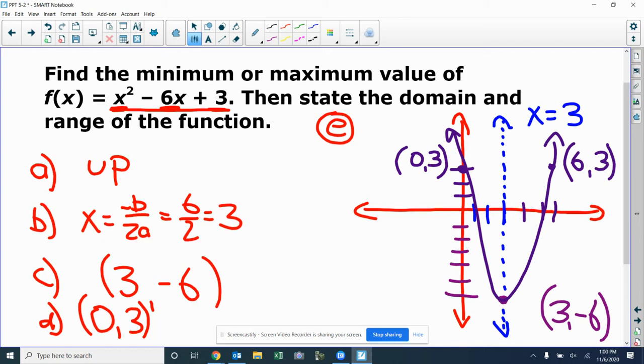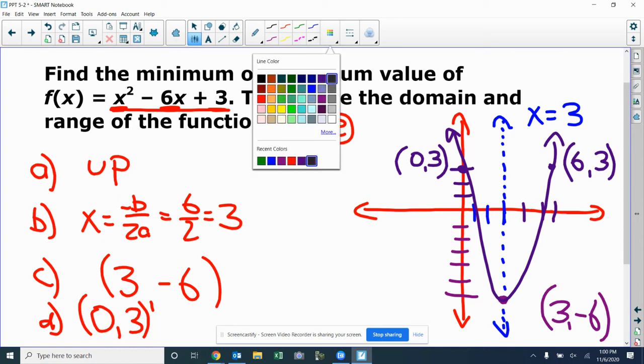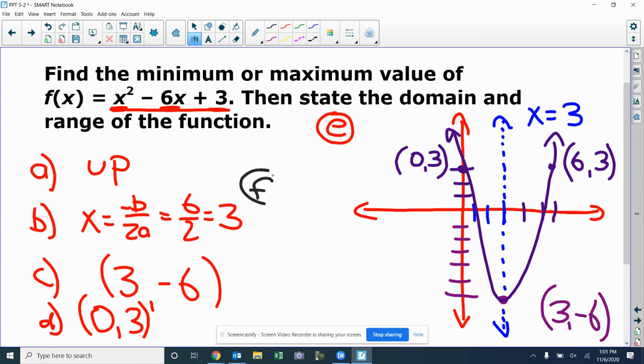Now, what did we find today? What did we add today? Well, we're going to add F. What is F? Max or minimum? Let's open up. So this bottom spot is what? It's a minimum. And it has y equals what? Negative 6. That's what we added today, didn't we?